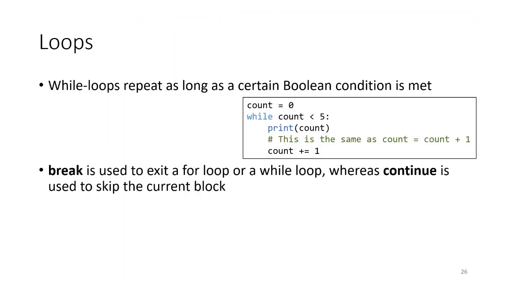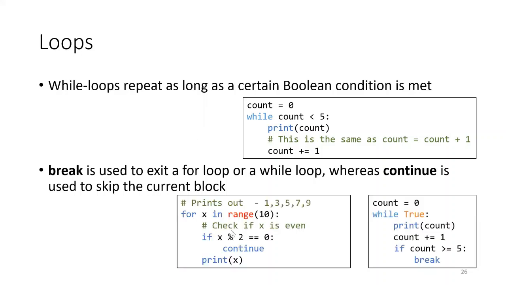When we have loops, there are 2 statements or 2 keywords which are very useful. The first one I want to introduce here is called break, which is used to exit a loop. Whether it is a for loop or a while loop, it doesn't matter. It just exits the loop immediately. It doesn't execute the rest of the iterations of the loop. The other one is called continue, which just skips the current iteration and continues to the next iteration.